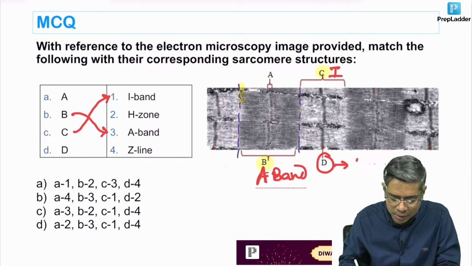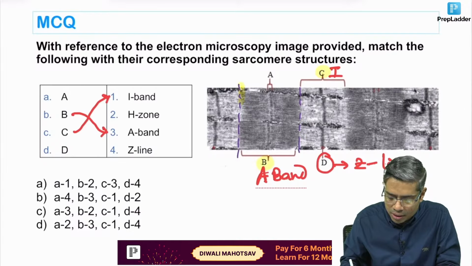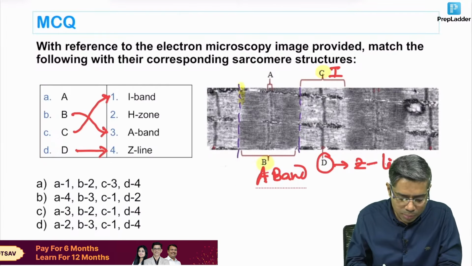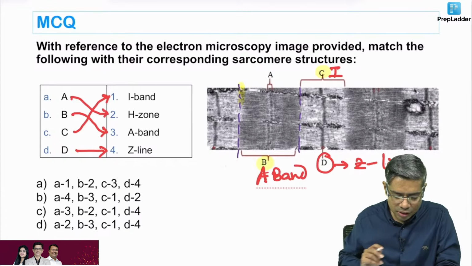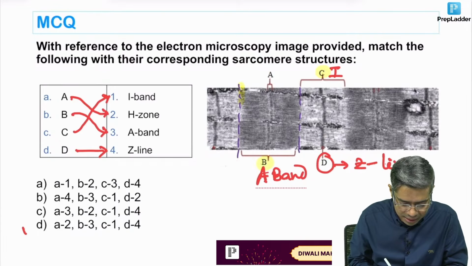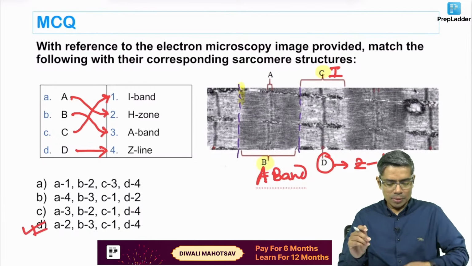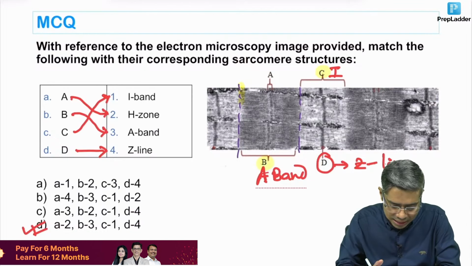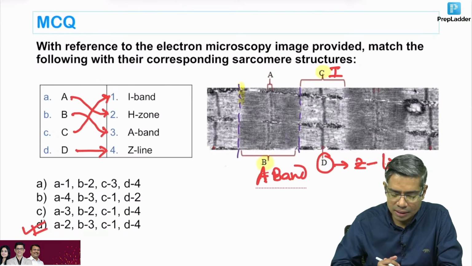So what is this? This is basically my Z line or Z disc. So D is Z line or Z disc. So obviously A is matching with H. So what will be the answer? Answer will be option number D. Okay, I believe all of you get it. So D is matching with the number 4. So you have to give a little time to match here and there, and then you have to answer.